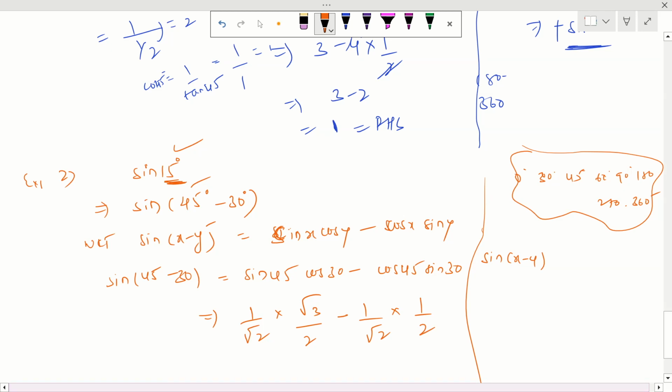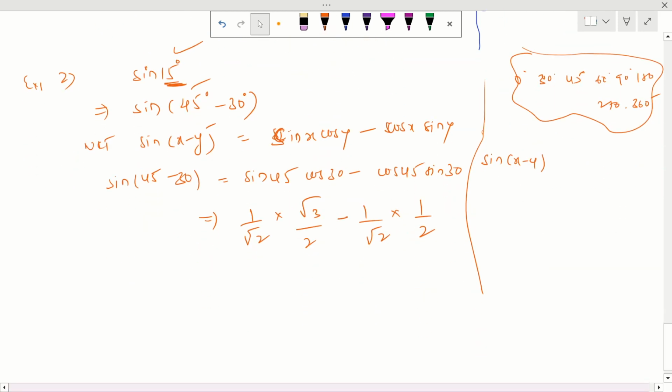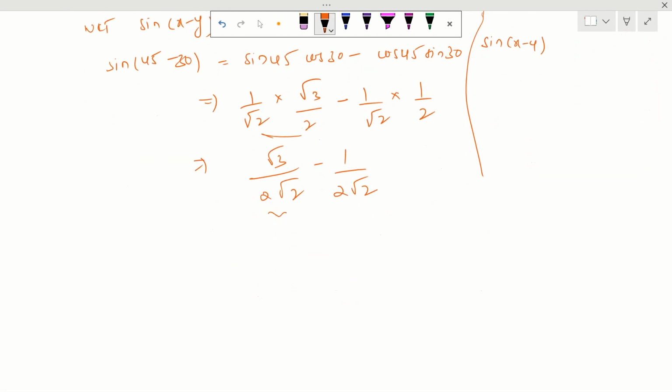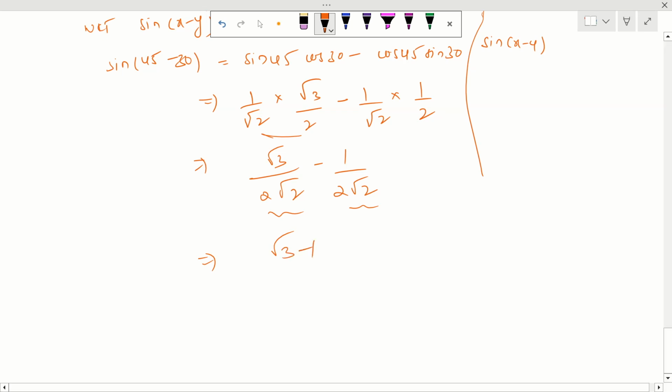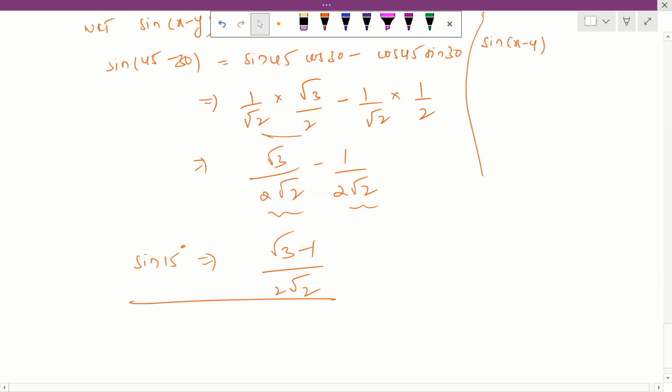Now if we simplify this, we have root 3 by 2 root 2, minus 1 by 2 root 2. The denominators are the same, so it becomes root 3 minus 1 divided by 2 root 2. So sine 15 degrees is equal to root 3 minus 1 by 2 root 2. This is clear.